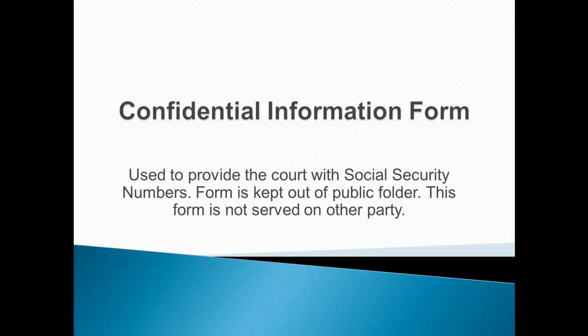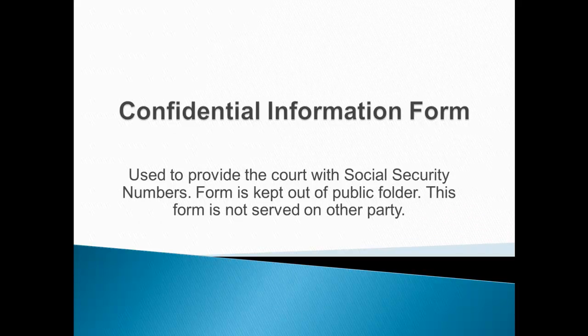Confidential Information Form, also referred to as Form 11.1. This form is used to provide the court with the parties' Social Security numbers. This form is kept in a confidential file within your court file and is not available to the general public. It is not served on the other party. You will only file this form with the court.